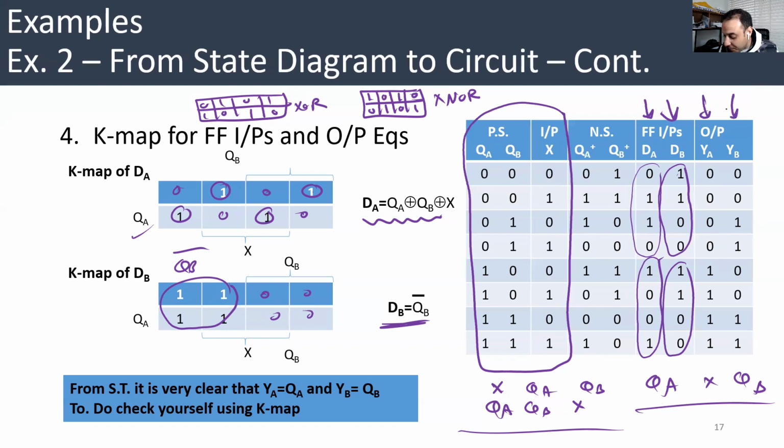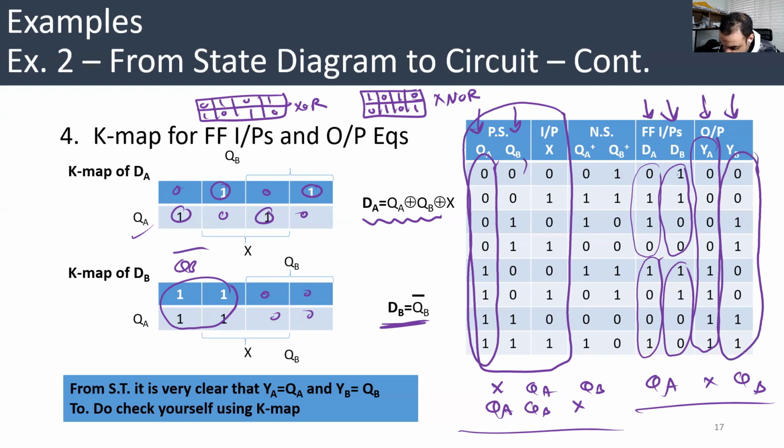For YA and YB, I didn't do a K-map here because they are really easy. Just look at QA and QB. You will find that this column here is exactly equal to that column: 4 zeros and 4 ones, 4 zeros and 4 ones. And this column here is exactly equal to that column: 2 zeros, 2 ones, 2 zeros, 2 ones. So you don't need to do a Karnaugh map. Save your time. If you want to do it, it will be QA and QB. YA is equal to QA and YB is equal to QB. Okay, that's basically the 4 equations.